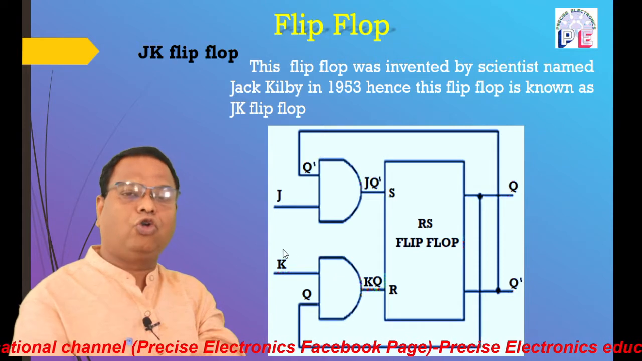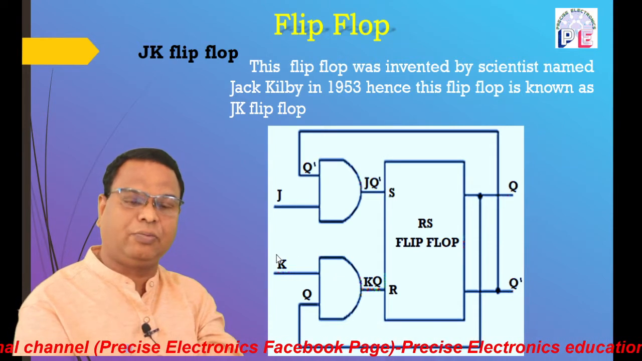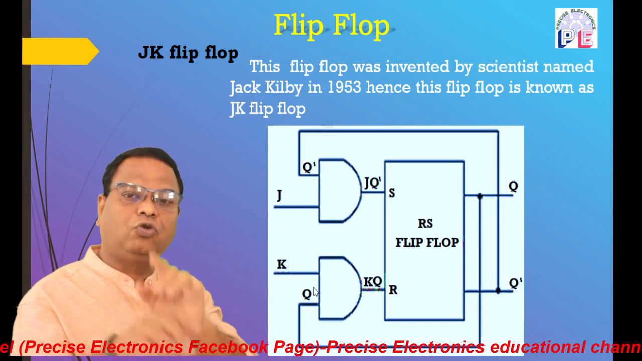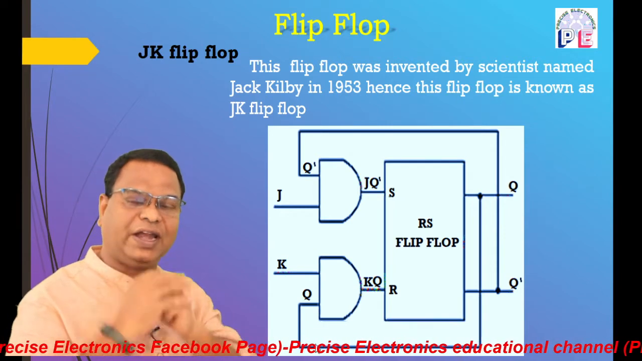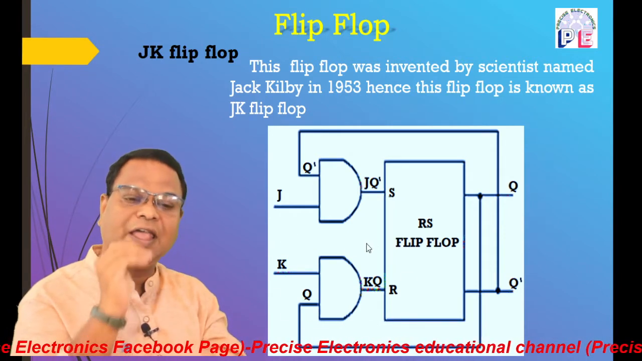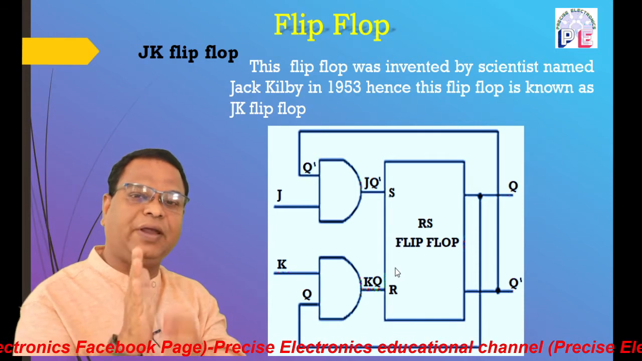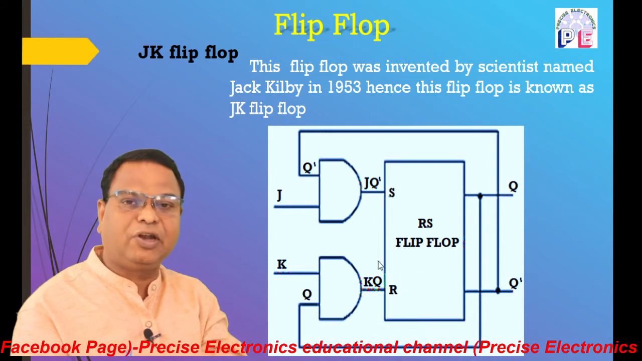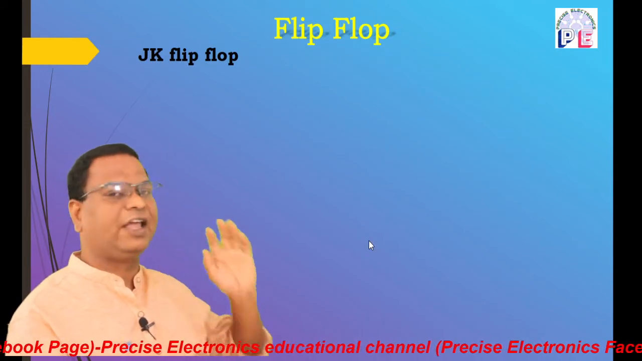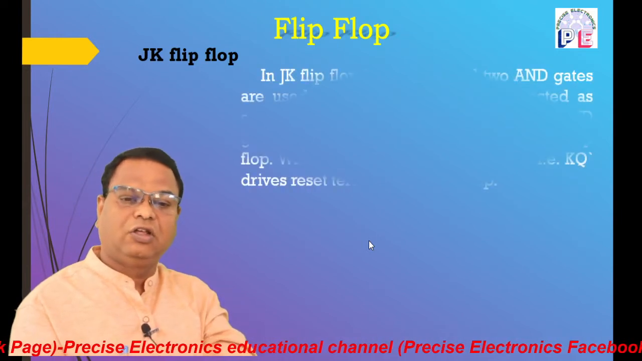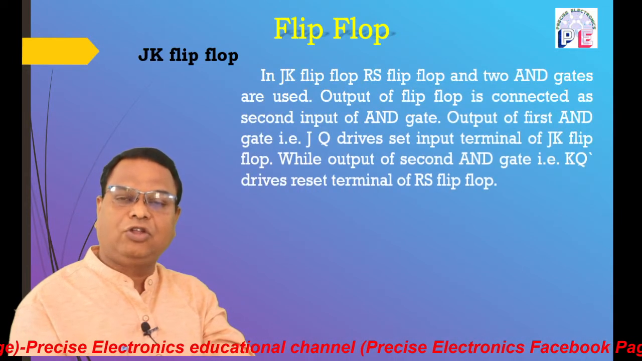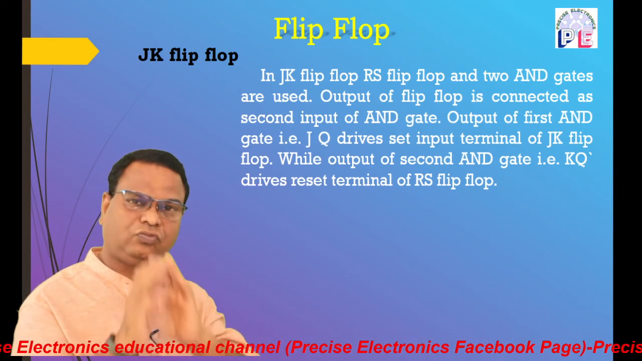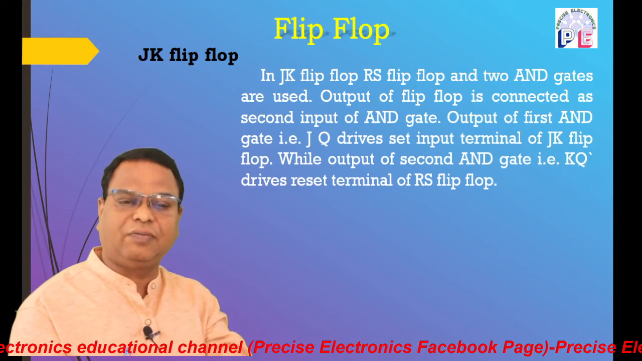While the inputs for the lower AND gate are the K input, that is the external input, and the output Q, which is fed back to this gate. So K and Q are the inputs for the lower AND gate, whose output is K Q. So J Q complement drives the set terminal of the RS flip-flop, and K Q drives the reset terminal of the RS flip-flop. That is the logic diagram of the JK flip-flop. So in the JK flip-flop, two AND gates are used, the external inputs are applied to these AND gates, and the outputs are fed back to these AND gates. That is the construction of the JK flip-flop.